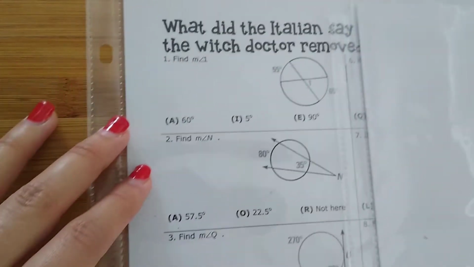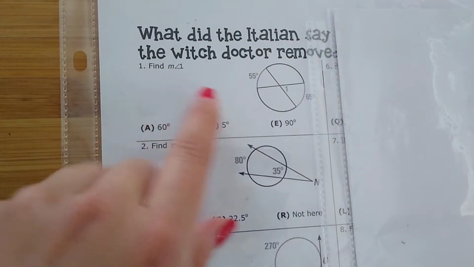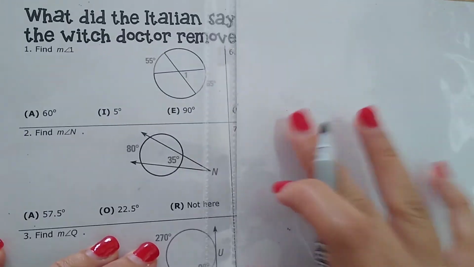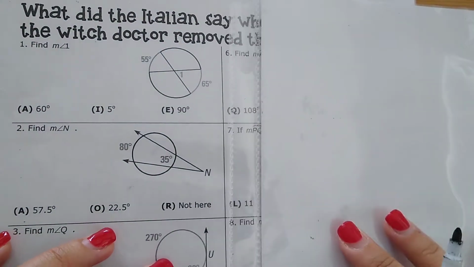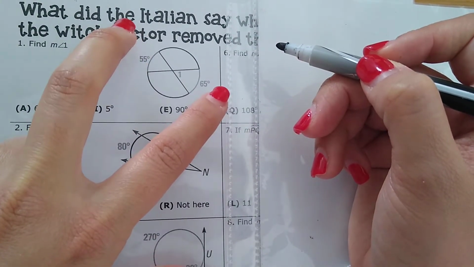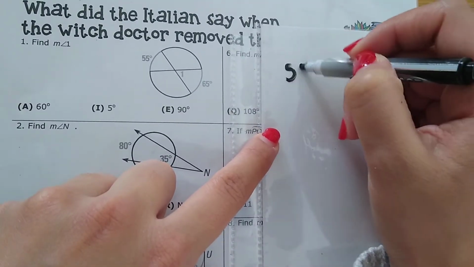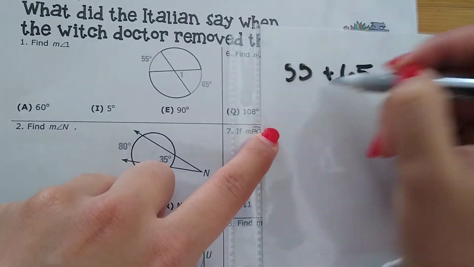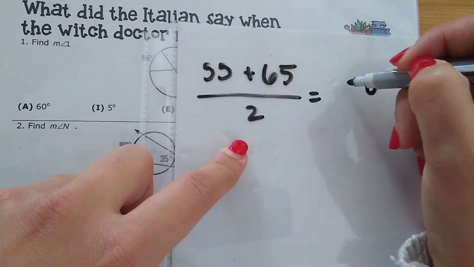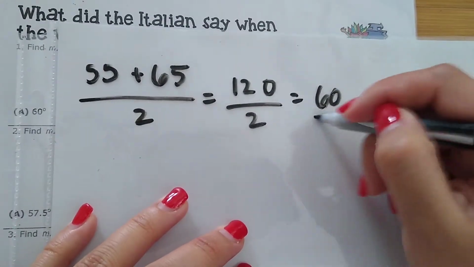So I'm going to go ahead and start solving the ones on the left hand side first. So find measurement of angle 1. Okay, so I'm going to go ahead and do this on here, just so I can see my work. So measurement of angle 1, that means I'm going to be adding again the opposite arcs and then dividing it by 2. So 55 plus 65 divided by 2, and then that's 120 divided by 2, which is equal to 60.